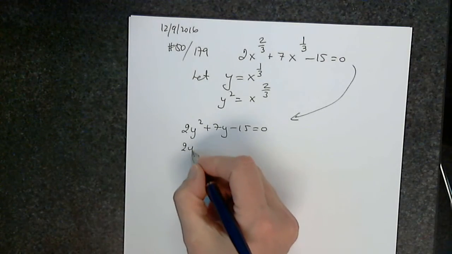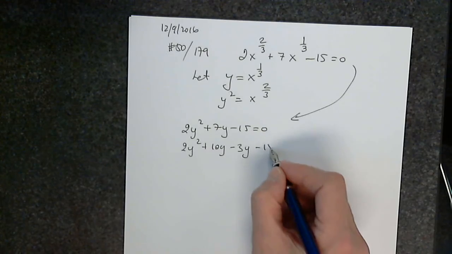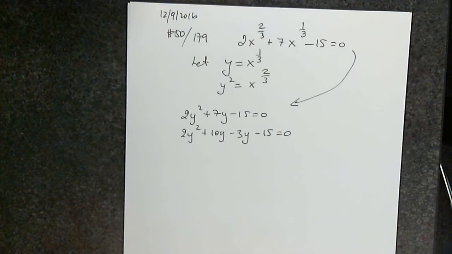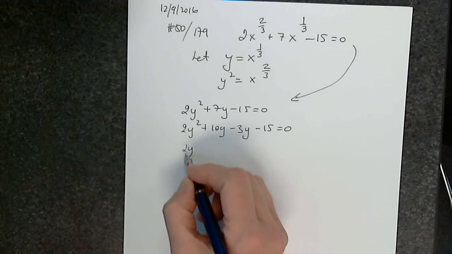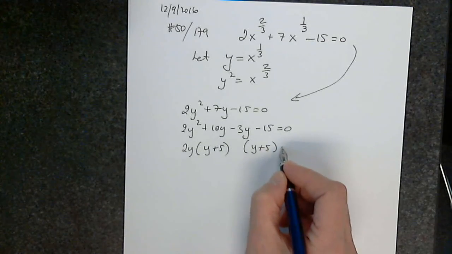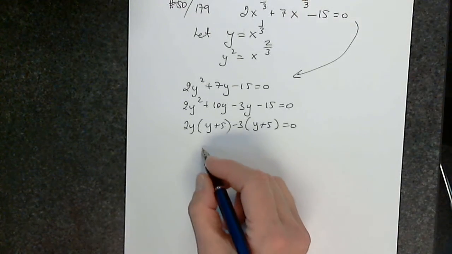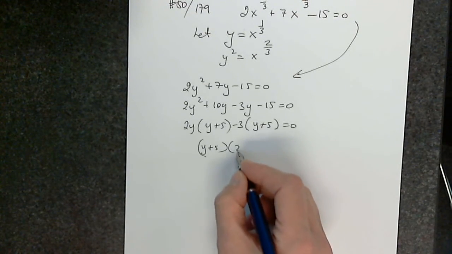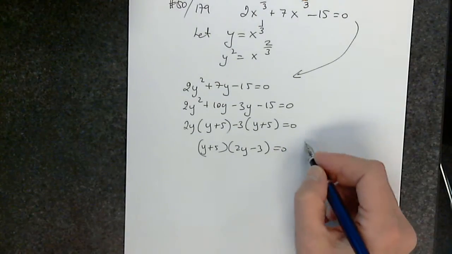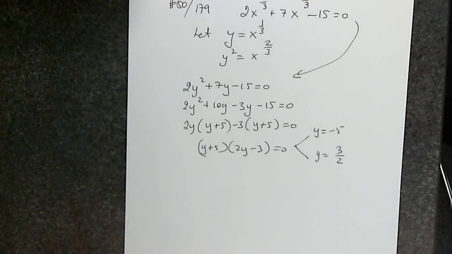So this is 2y squared + 10y - 3y - 15 = 0. I factor out 2y, and I get y + 5. I have to get a y + 5 from the other two, and I have a negative 3. So therefore, (y + 5)(2y - 3) = 0. So I have y = -5 and y = 3/2.